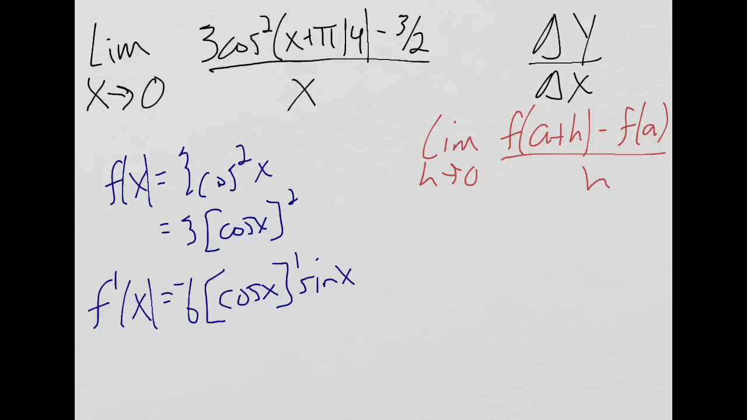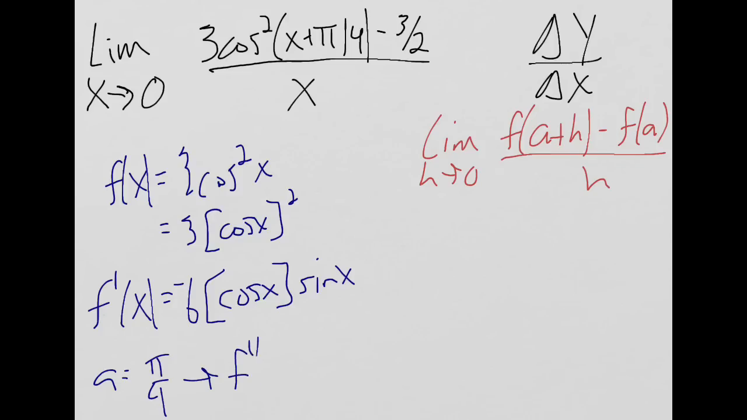I might also erase this little thing. I'm going to leave the brackets, but get rid of this. So I got cosine x times sine x. So my a value comes from this guy. So a is equal to pi over 4, and I just need to plug that value of pi over 4 into f prime of x.